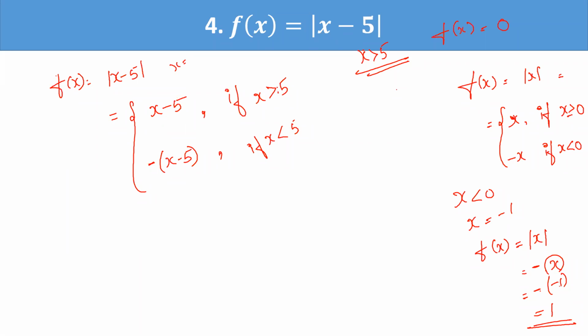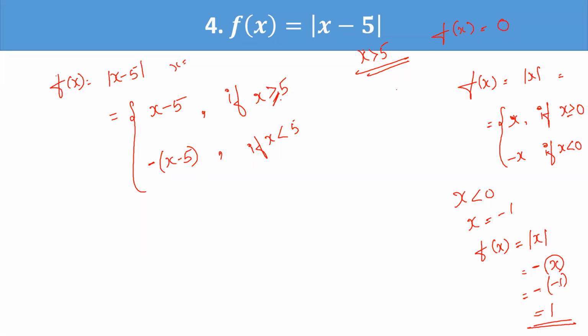So where should I include it? In the first or in the second? Equal to 5, where should I include it? In the first part of the definition or in the second? Equal to 5, first, correct? Because 0 is also positive, we can consider it. So if x is greater than or equal to 5, the given function is defined as x minus 5. If x is less than 5, the function is defined as minus of x minus 5.